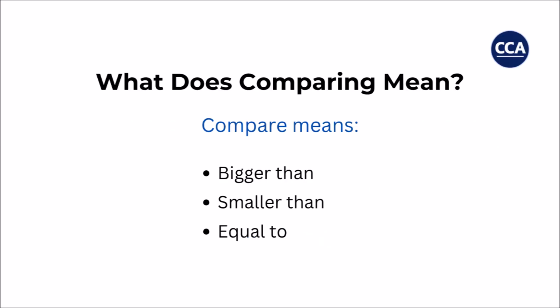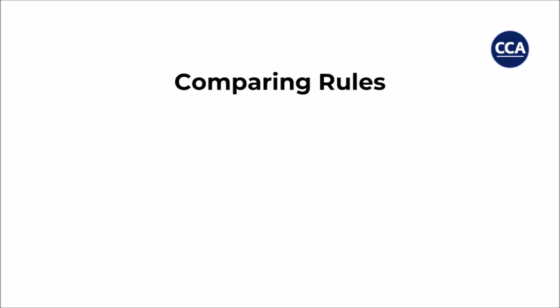Comparing means checking which number is bigger, which number is smaller, or whether both numbers are equal. We use special symbols for this: greater than, less than, and equal to. Here are some important rules of comparison.